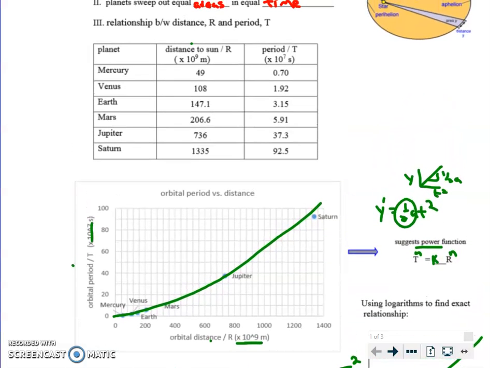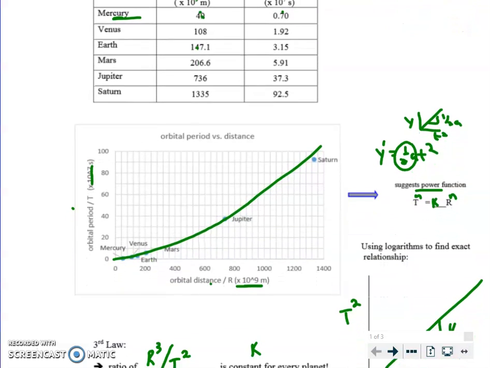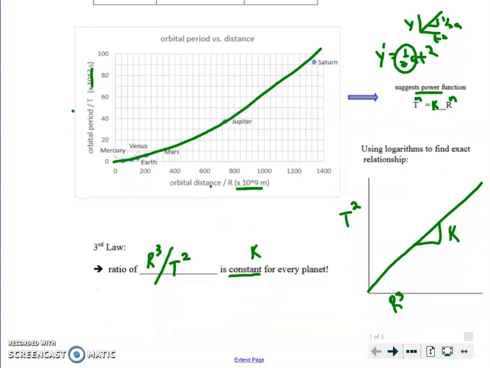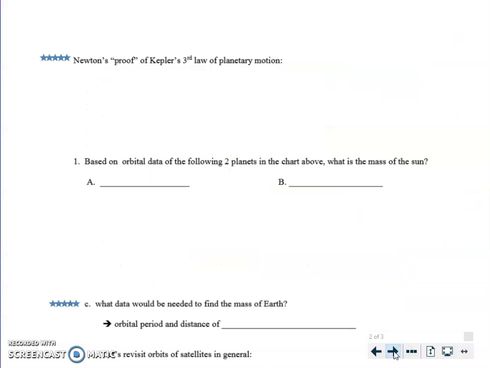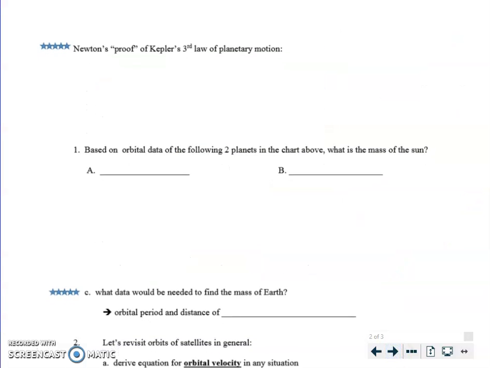So if I go to Mercury here, and I take 49 times 10 to the 9th, and I cube it, and divide it by 0.70 times 10 to the 7th, and square it, I will get the same ratio if I do the same thing for the Earth's orbit. So what's going on here? Okay. So like I said, Kepler tried to work this out from a mathematical and mystical standpoint. It took a century before someone more rational took an approach to that, and it was Newton.